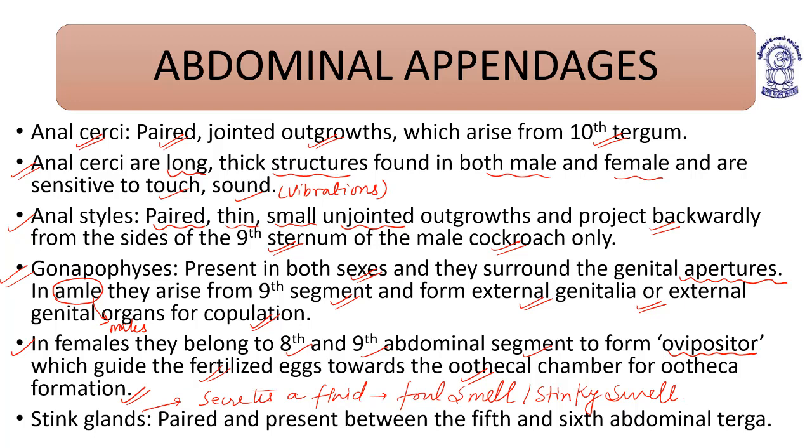Gonapophysis in case of females form ovipositor, which helps to guide the fertilized eggs towards the oothecal chamber to form ootheca. And in case of males, it forms the external genital organ for copulation. Stink glands, they are paired and they are present between fifth and sixth abdominal terga. They secrete a fluid having a foul smell or stinky smell. Understood?